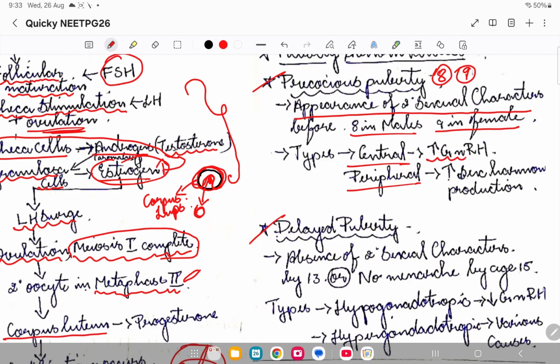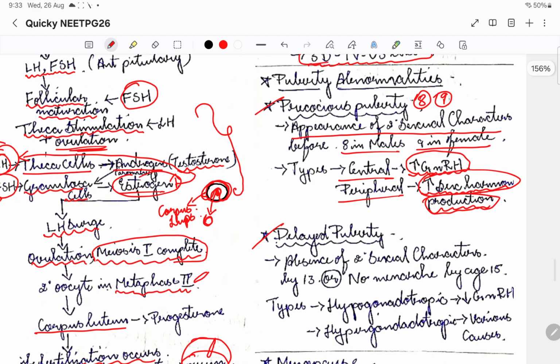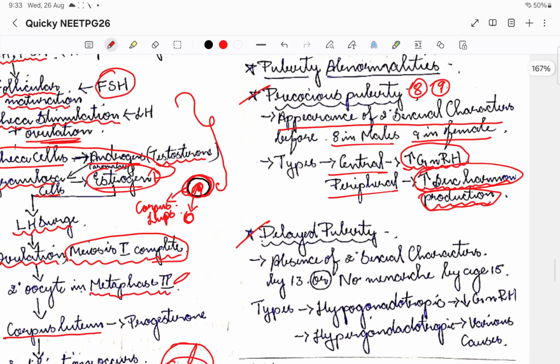Central will be an early increase in GnRH, which should have caused this, or else if there is external sex hormone production happening. Okay, so if there is increased sex hormone production, that is basically the androgens, so this is the peripheral cause that might have caused precocious puberty. Okay, so this is one pubertal anomaly.